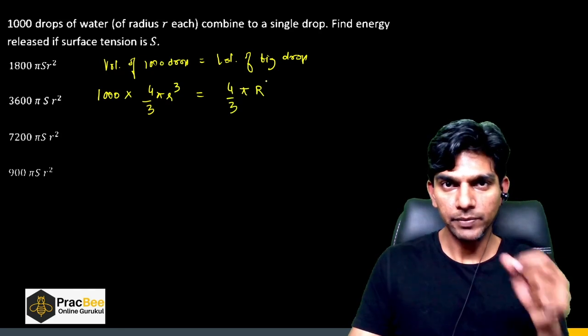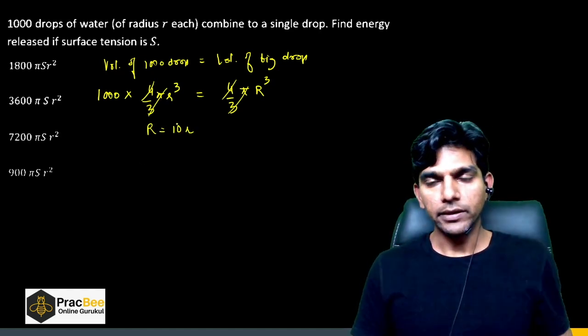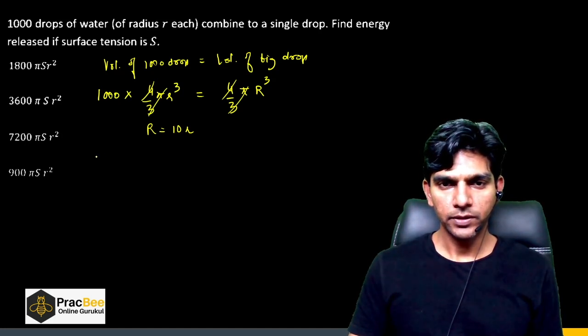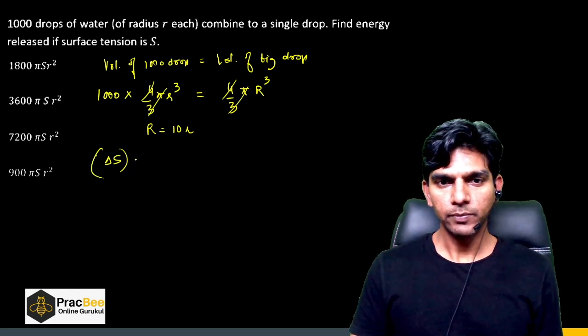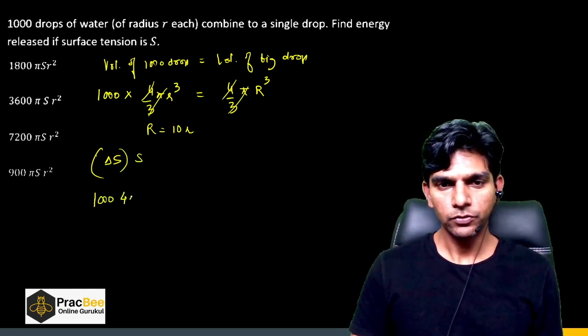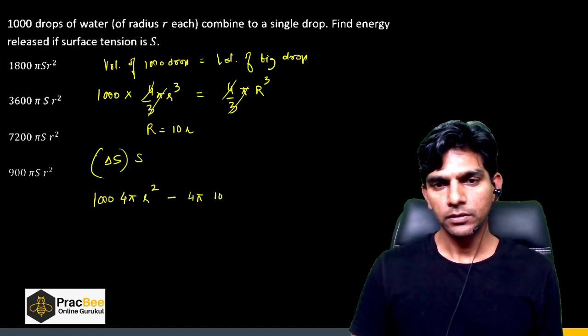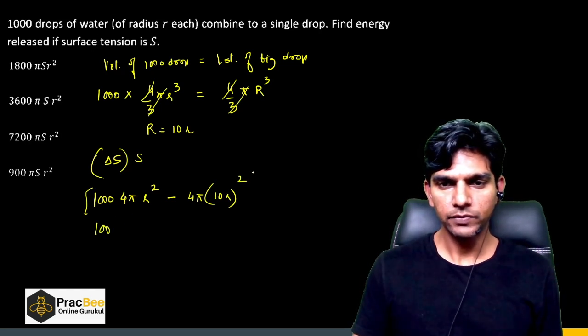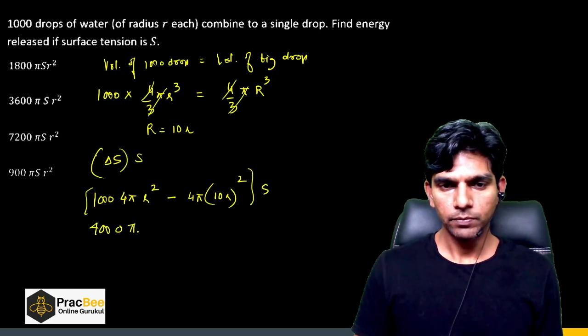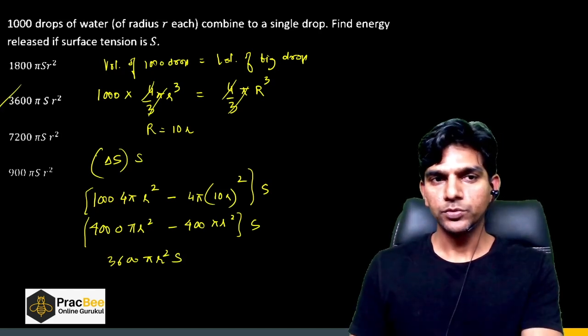capital R cube. Capital R is the radius of the big drop. So from here 4 by 3 pi will get cancelled out, so capital R will be 10r. Now the energy released will be the change in the surface area multiplied with the surface tension. So what is the change in surface area? 1000 times 4 pi small r square, that is the surface area of all small drops, minus the surface area of the big drop, that will be 4 pi (10r) square. This will be multiplied with the surface tension. So 4000 pi r square minus 400 pi r square, times S, which is 3600 pi r square S. So option 2 is the right answer.